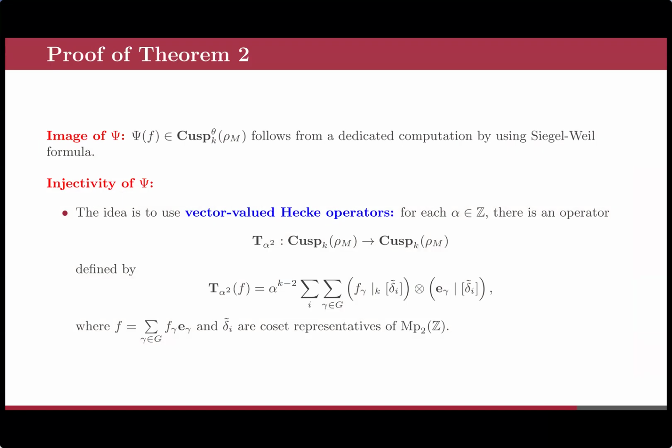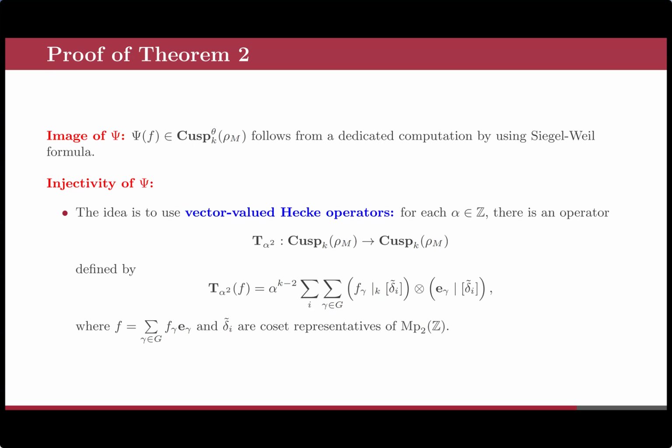So let me just sketch the proof quickly because it's kind of out of time. So the image of psi lying in the space of theta series follows from the Siegel-Weil formula. And the interesting part will be the injectivity of this map. Okay. And the idea is to use the vector valued Hecke operators.